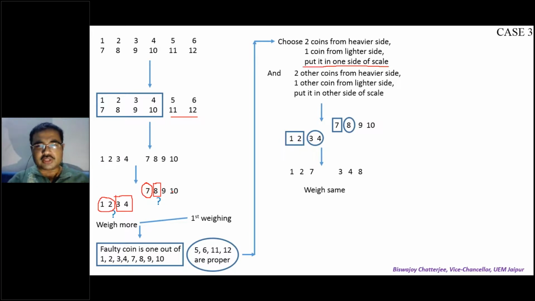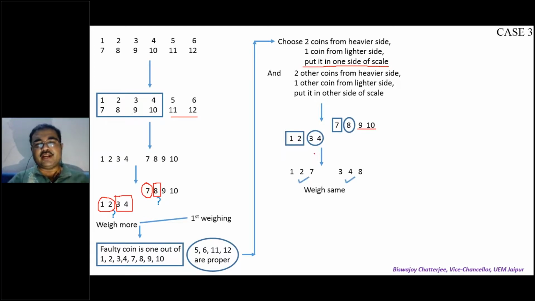Suppose they weigh the same. Remember, you have left out 9 and 10. 1, 2, 7, 3, 4, 8. Suppose they weigh the same. You might again say, if they did not weigh the same, yes, that is another case, case 4. But here, I assume they weigh the same.